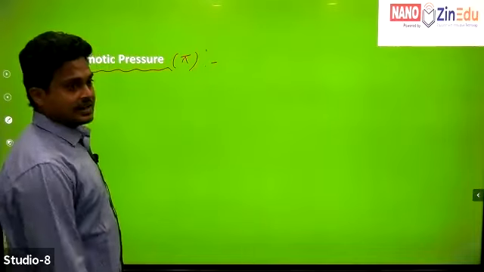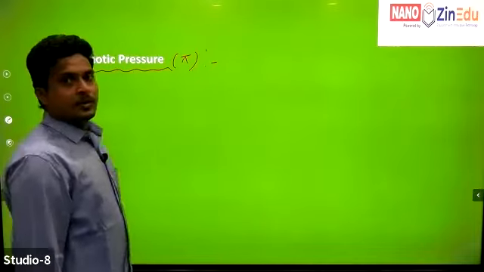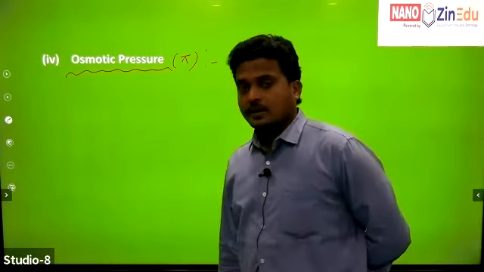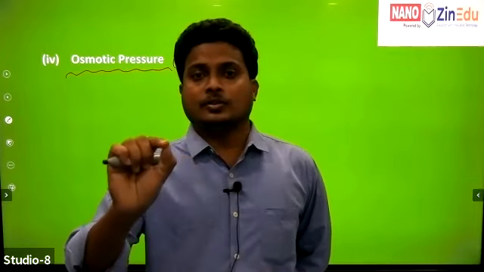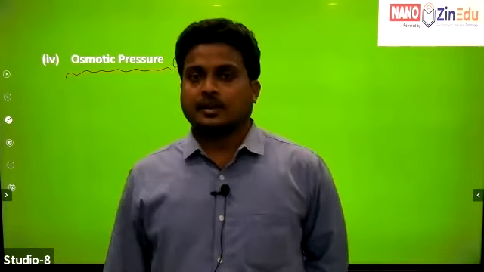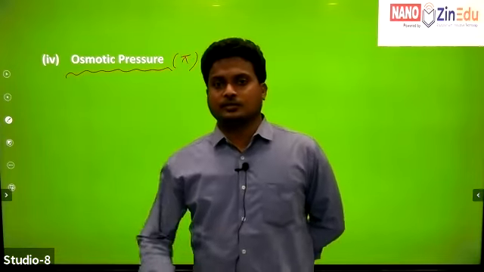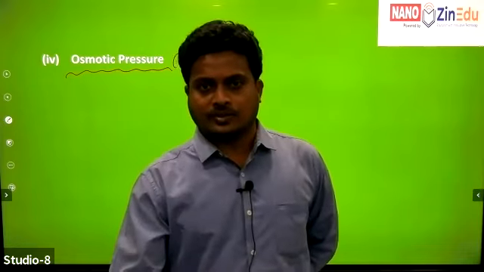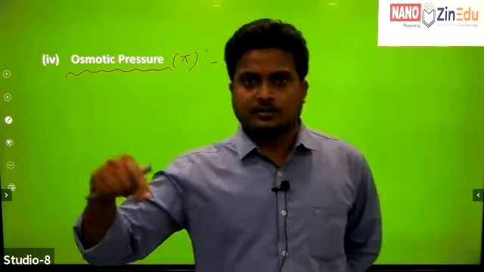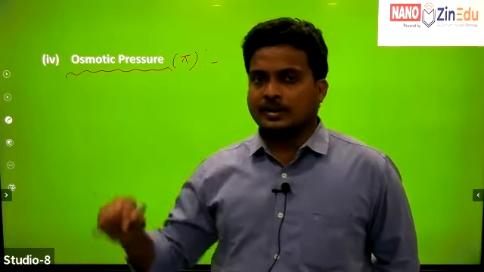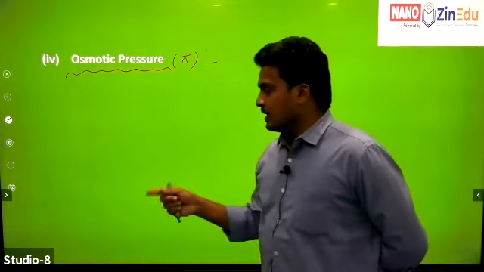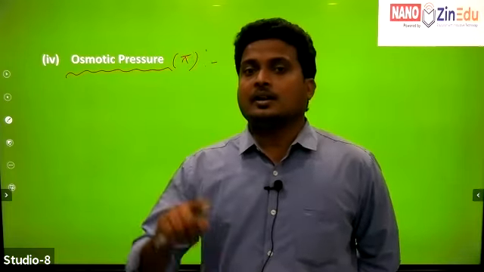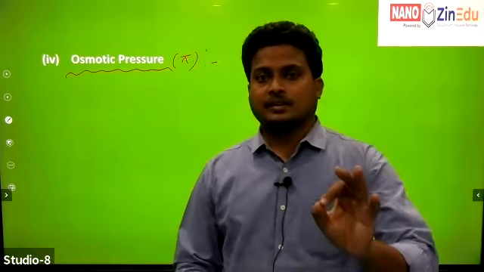Just like the ideal gas equation, we have an equation for osmotic pressure. According to Van 't Hoff, all dilute solutions behave like gases. Actually, what are colligative properties? Properties of dilute solutions are called colligative properties, right? In the same way, now we are discussing only properties of dilute solutions. According to Van 't Hoff, all dilute solutions behave like gases.